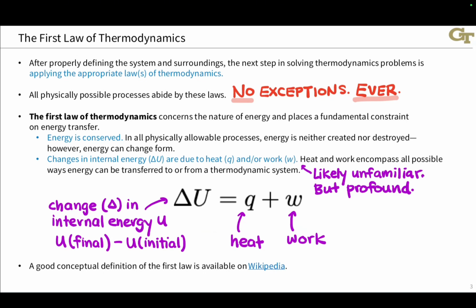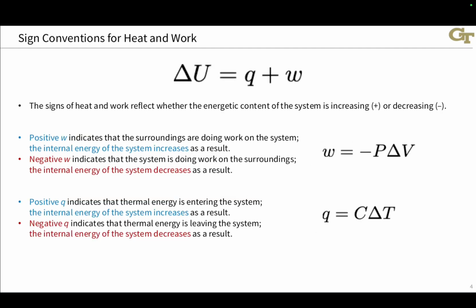What we'll do is develop more specific mathematical expressions for Q and W, perhaps with some missing quantities, and we'll solve for those missing quantities. Now let's talk a little bit about the sign conventions for heat and work based on this idea that delta U equals Q plus W.